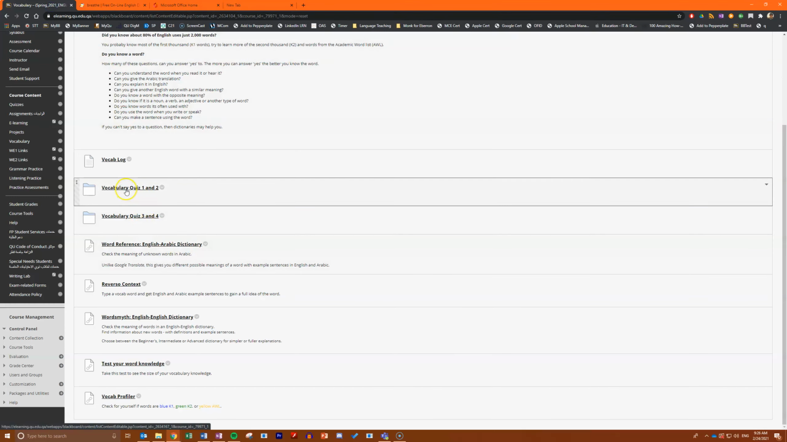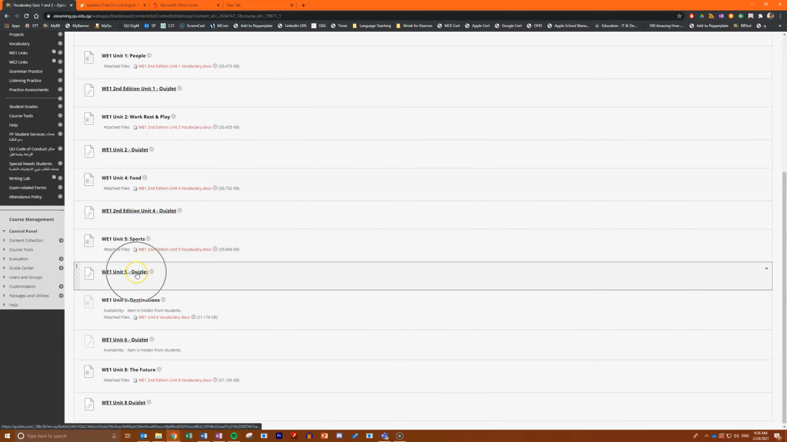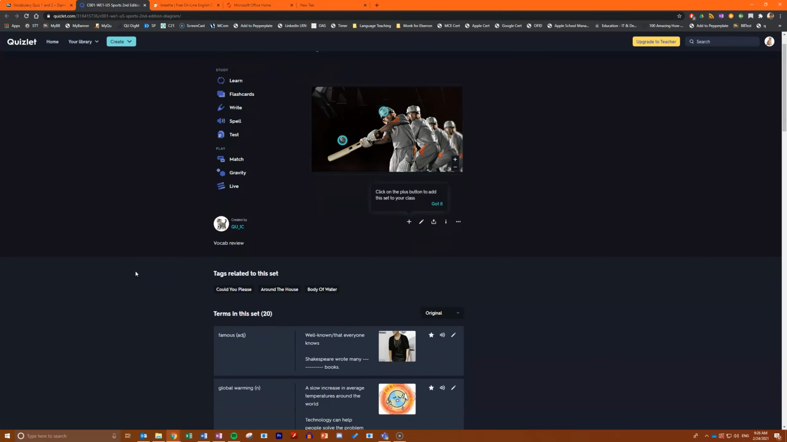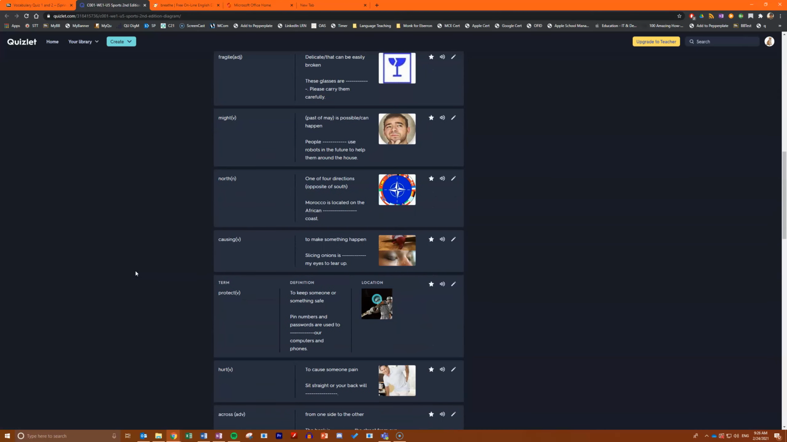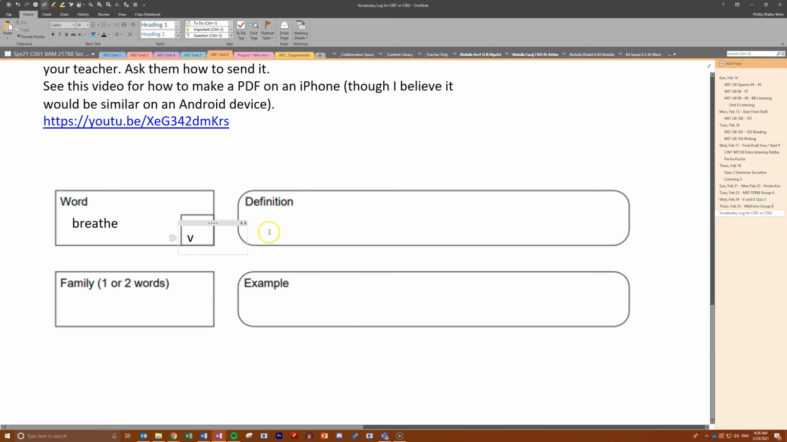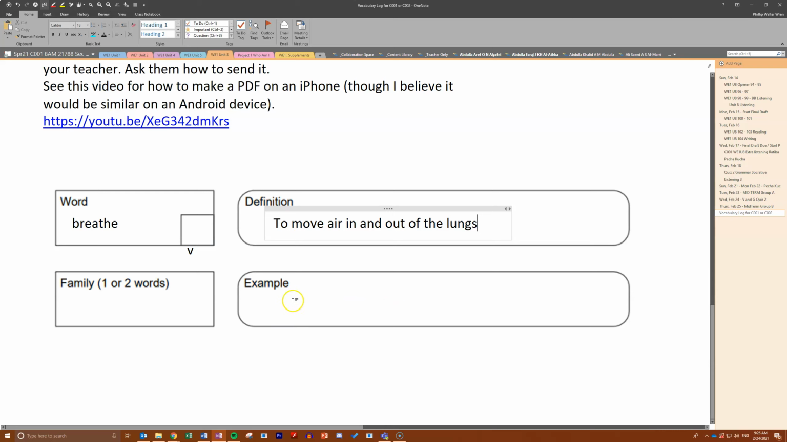Maybe I want to look at the better definition that we use in class. So I'm going to find the Quizlet for Unit 5. And then I find the word breathe. Breathe, to move air in and out of the lungs. That's a nice, simple definition. To move air in and out of the lungs. Now I just need an example sentence and a family word for it.